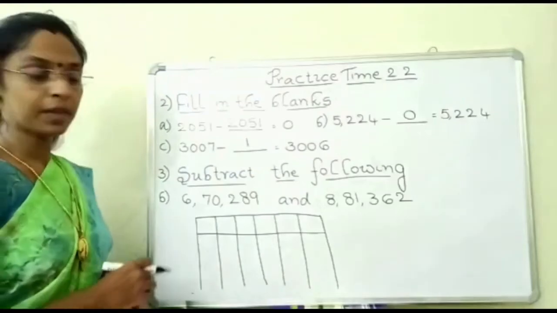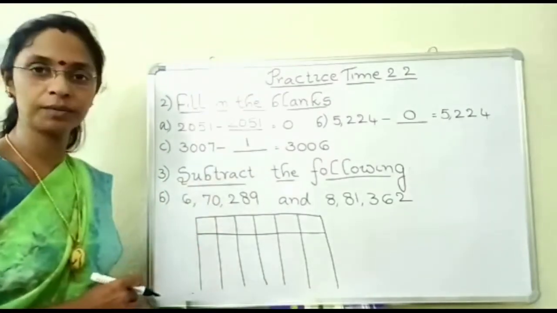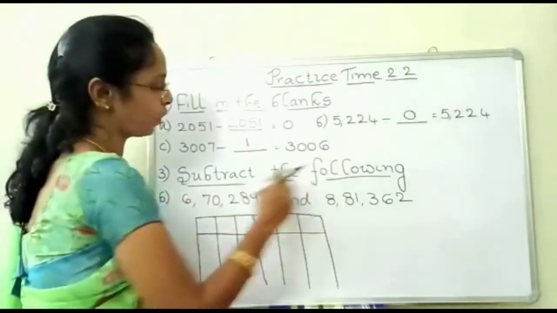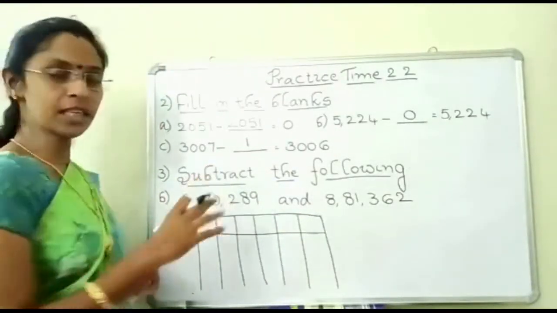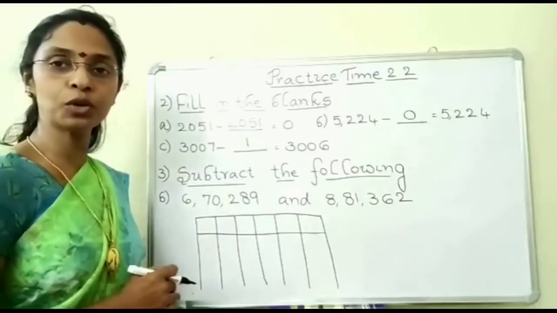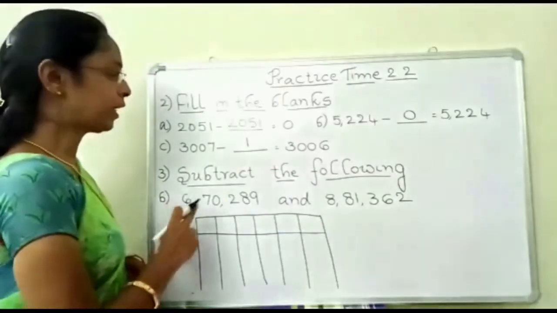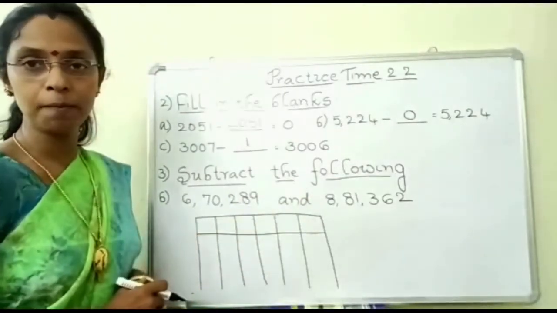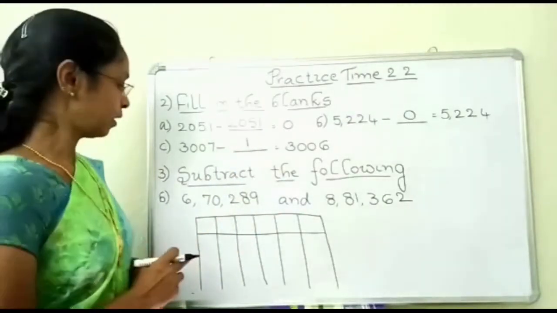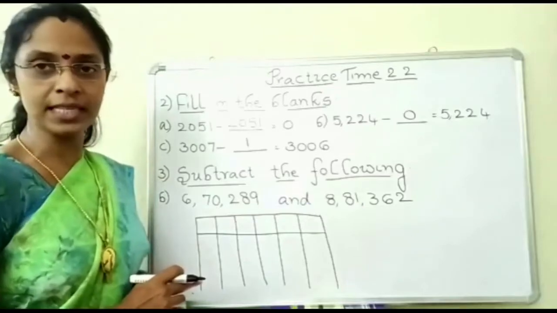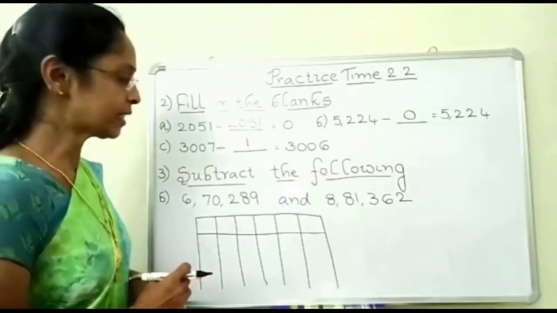Okay, children, let us see the third question. Subtract the following. In the first question, he already arranged the numbers in the columns and asked you to do the subtraction. But here he gave you two numbers. So now you have to arrange these numbers in their columns according to their places. Okay children, let us start.